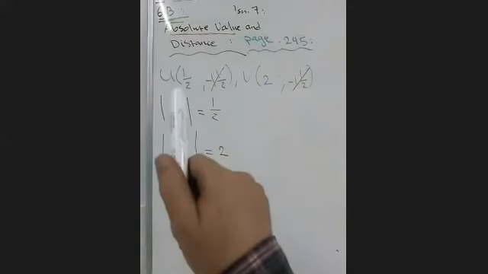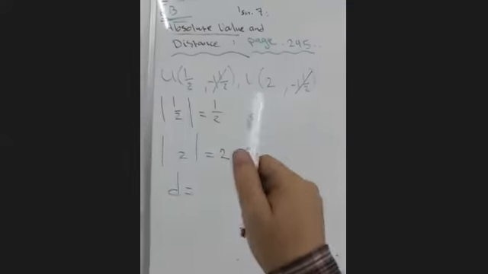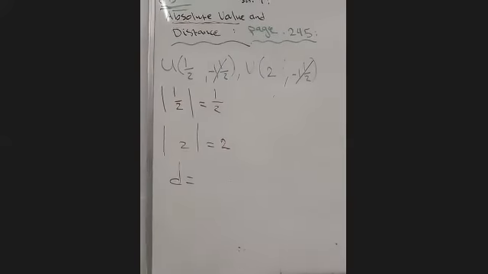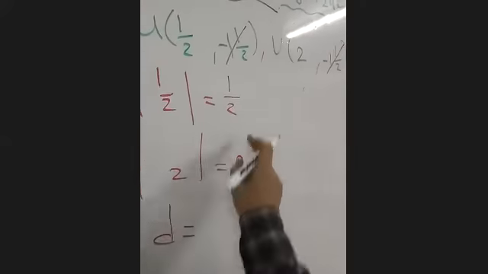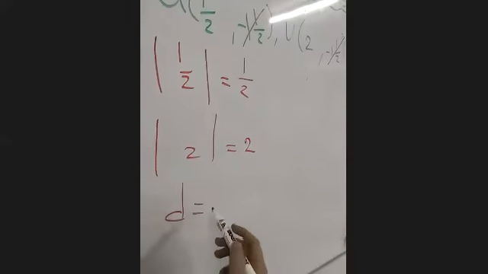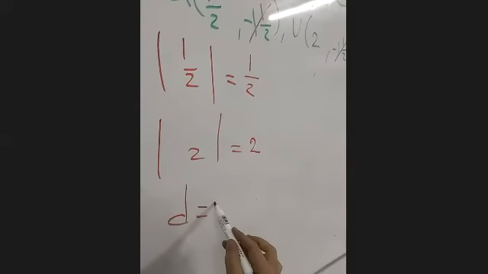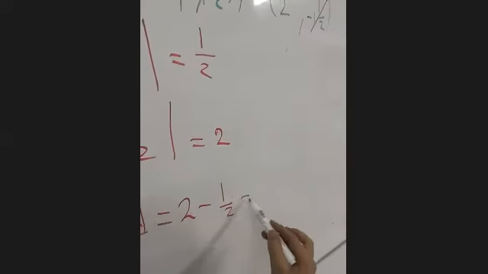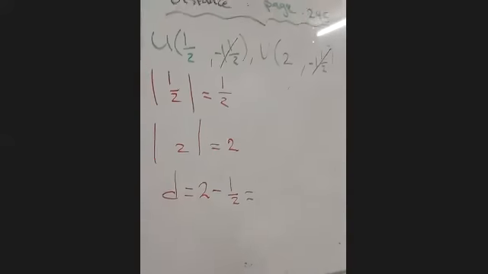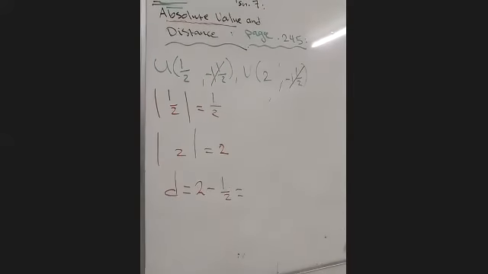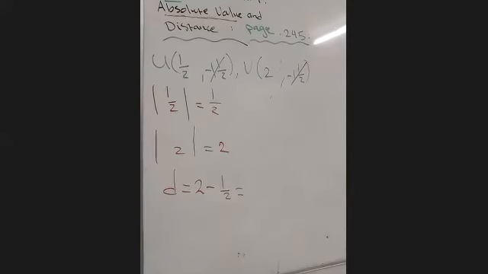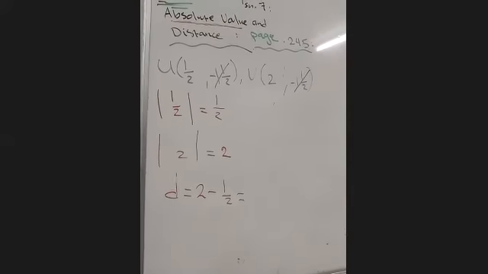Because both are positive, we will subtract. We start from 2 or half in subtraction? 2. 2 minus half. How much is 2 minus half? We can't, because a whole number with a fraction.